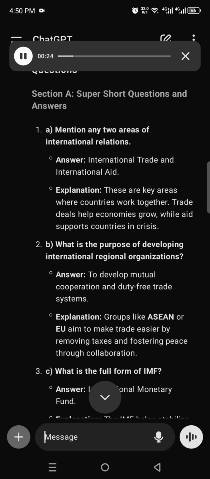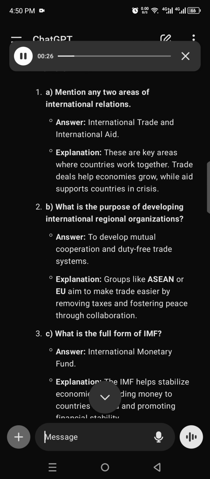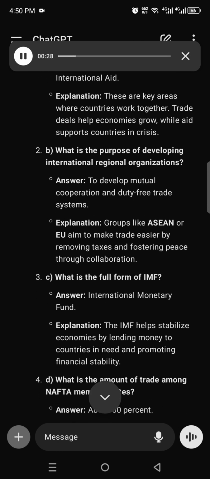2. What is the purpose of developing international regional organizations? Answer, to develop mutual cooperation and duty-free trade systems. Explanation, groups like ASEAN or EU aim to make trade easier by removing taxes and fostering peace through collaboration.